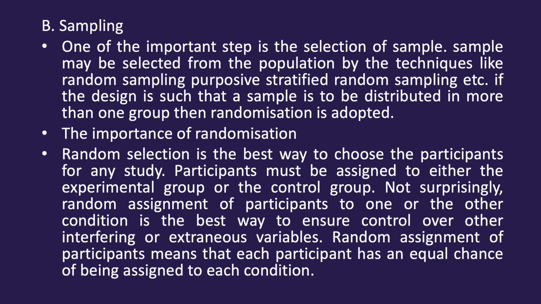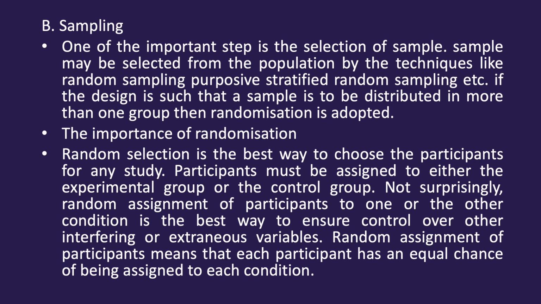If the design is such that the sample is to be distributed in more than one group, then randomization is adopted. The importance of randomization: random selection is the best way to choose the participants for any study. Participants must be assigned to either the experimental group or the control group. Not surprisingly, random assignment of participants to one or the other condition is the best way to ensure control over other interfering or extraneous variables.